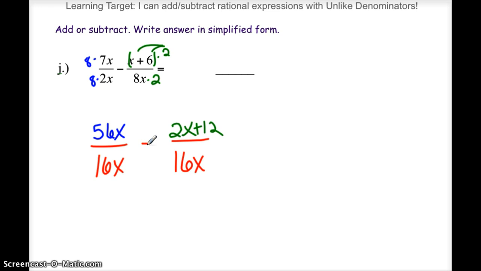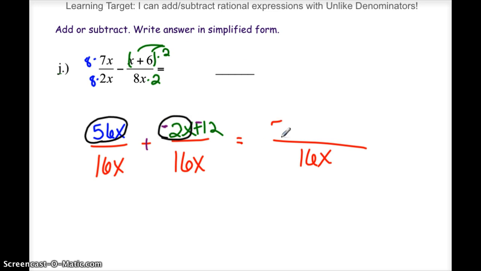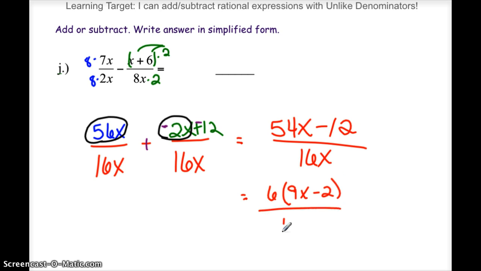But here's one of those subtraction ones again. So I'm going to say again, change it to a plus and change these two guys' signs. And it'll make life so much easier, or else you'll just get the wrong answer. We know we have 16x on the bottom. And so when I add like terms, 56x and a negative 2x, I would have 54x. And then this minus 12. But now these guys share something, and let me see. I think they both share a 6. So if I take out a 6, I'd have 9x minus 2 over 16x.